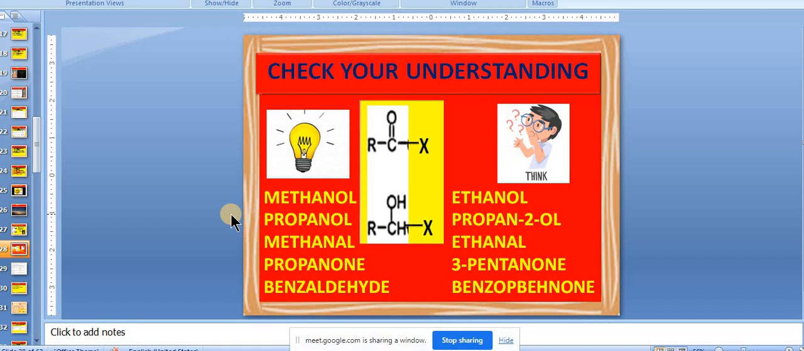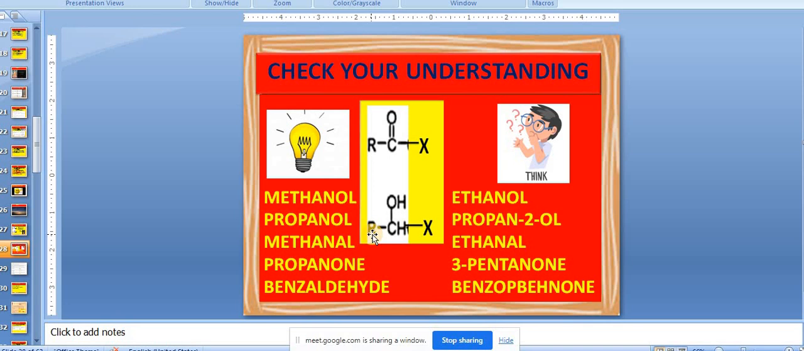Now tell these answers. What about methanol? Can we compare methanol here? Whether methanol will give the test? Methanol will not give the test. If you talk of ethanol, if you check the organic compound, R is CH3 and X is H, so it becomes ethanol. Will ethanol give the test or not? You have to think. Yes, ethanol will give the test.